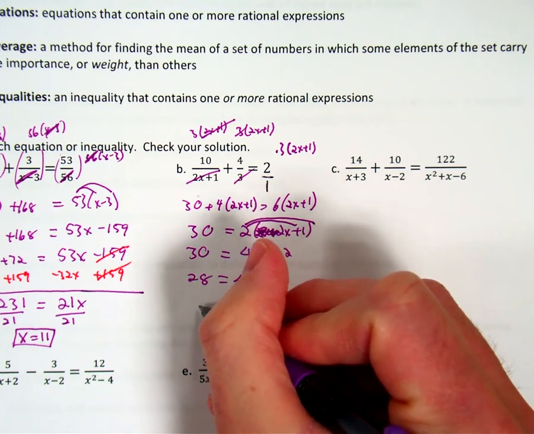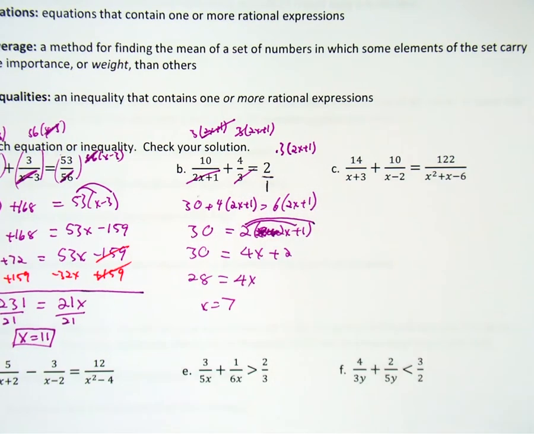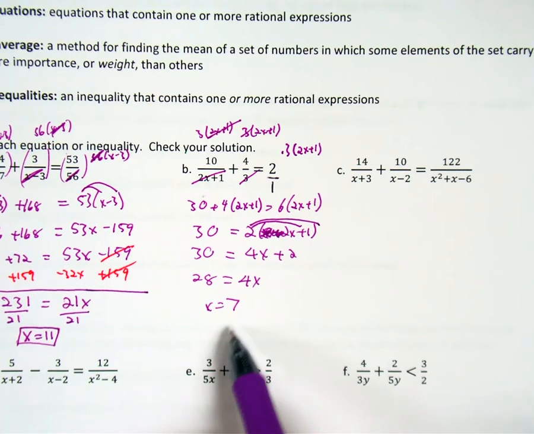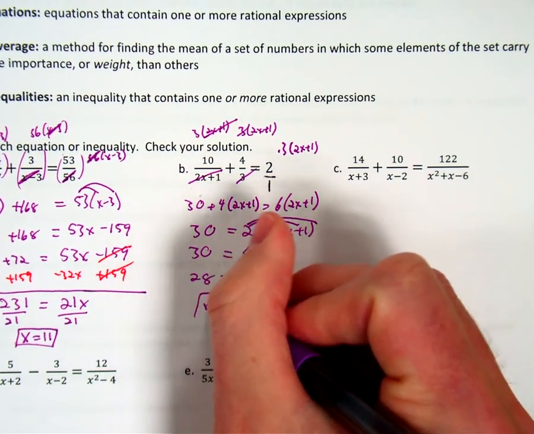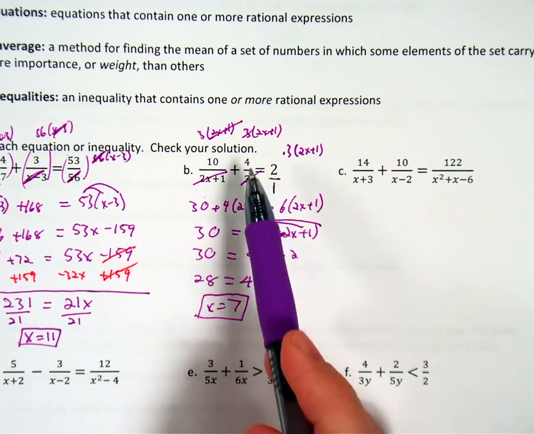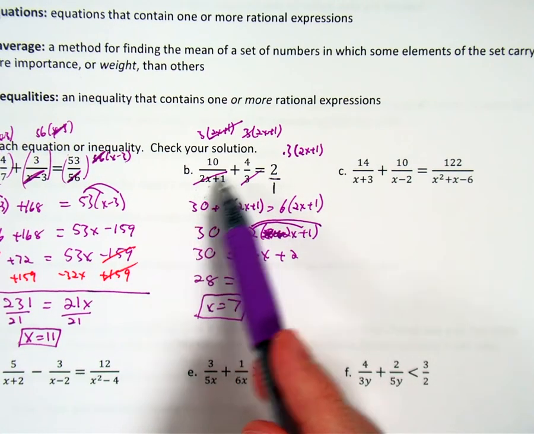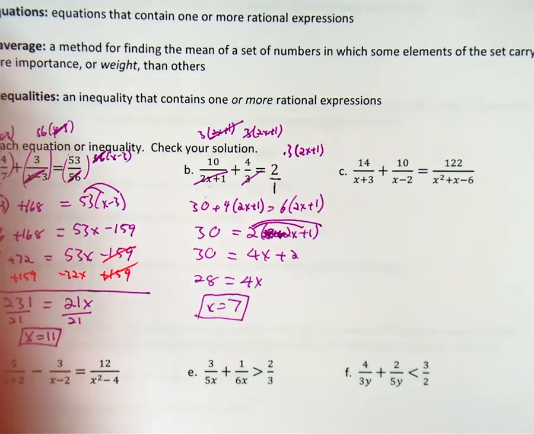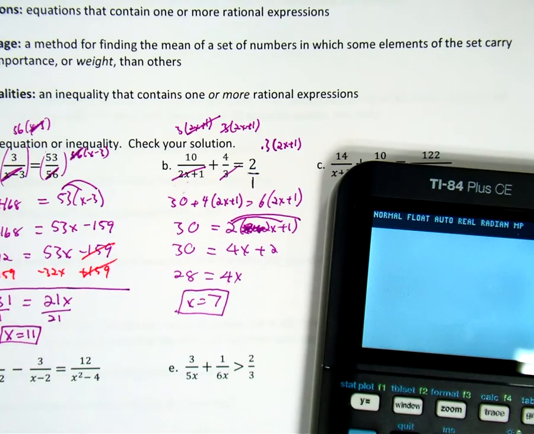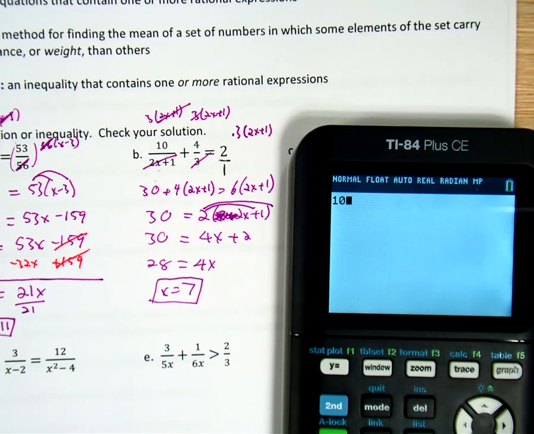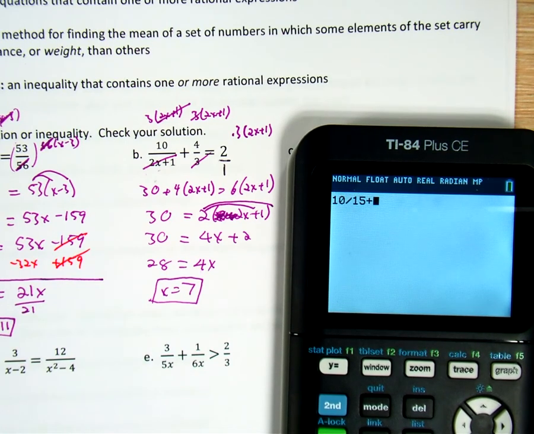4x divided by 4, x equals 7. Okay, same thing. The minimum I would do, guys, is make sure that this answer doesn't cause any denominator problems. It's also not that difficult to just type this in. 10 over 15 plus 4 over 3, does that equal 2? 2 times 7 is 14, plus the 1 makes it 15. So we'd have 10 15ths plus 4 thirds, 2.